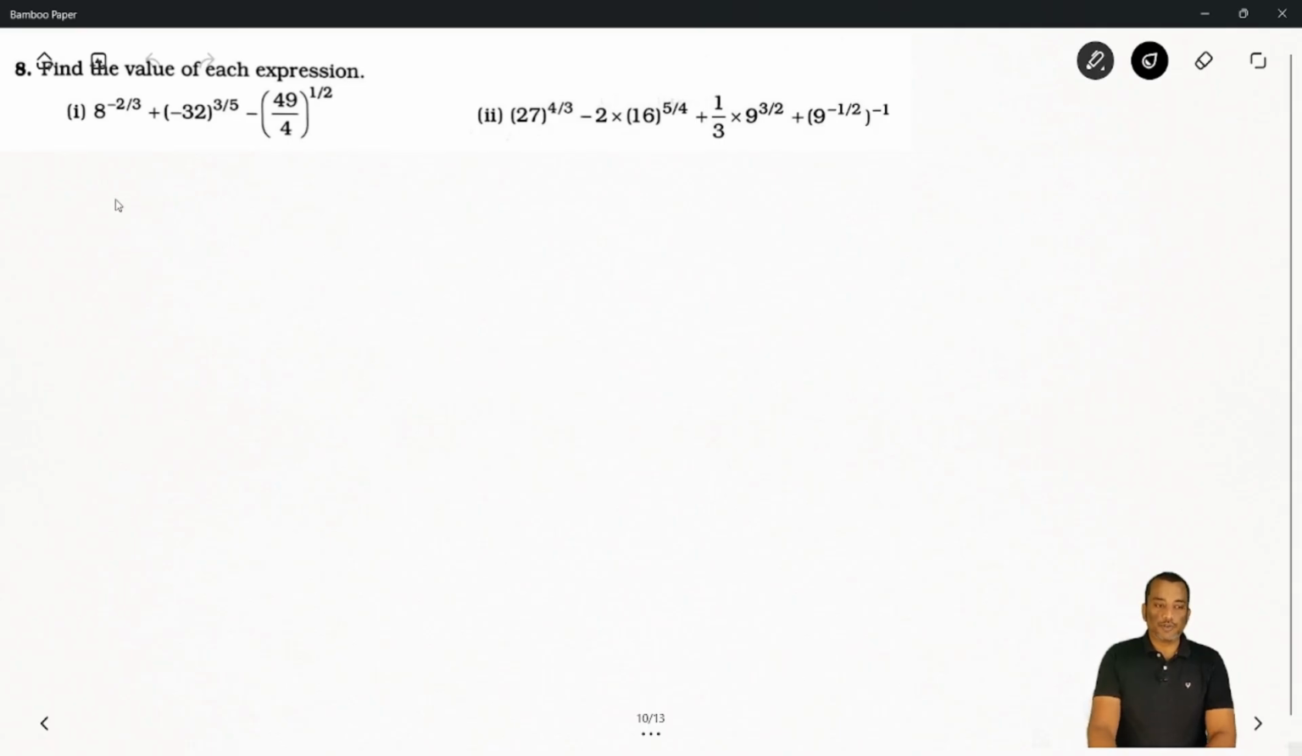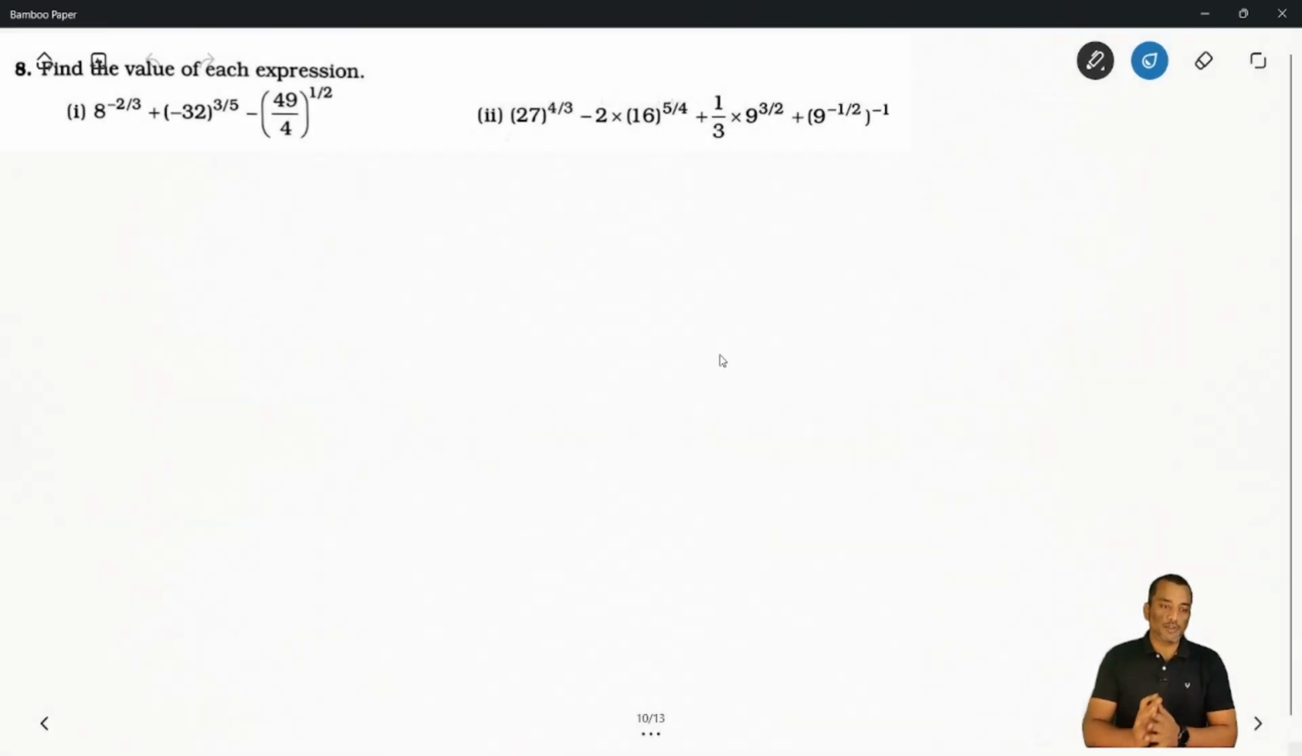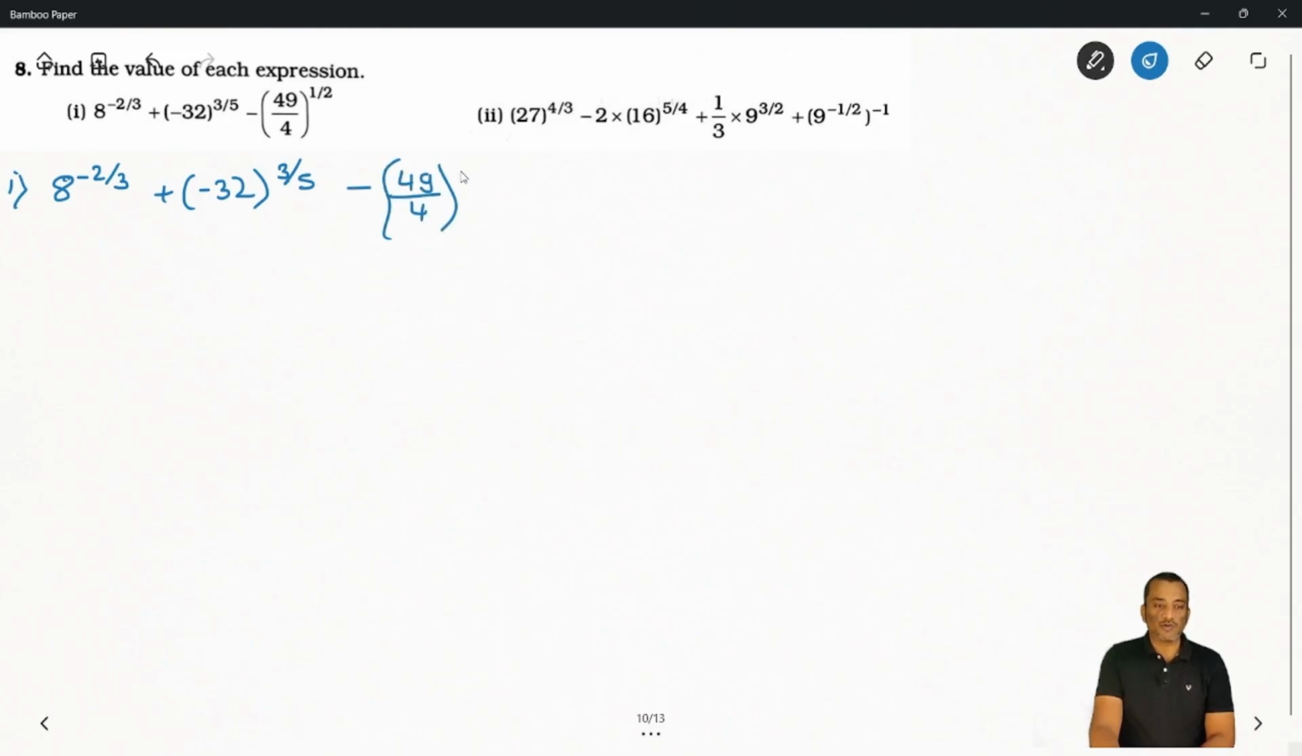In this 8th question, it is saying find the value of each of the expressions. It is also very easy if you know all the rules. So here we can say first one, we can break all this thing. So first let's try the first one. So (8) to the power minus 2 by 3 plus (minus 32) whole power 3 by 5, then minus (49 by 4) and whole power is 1 by 2. Okay, so first you can break them based on their squares.